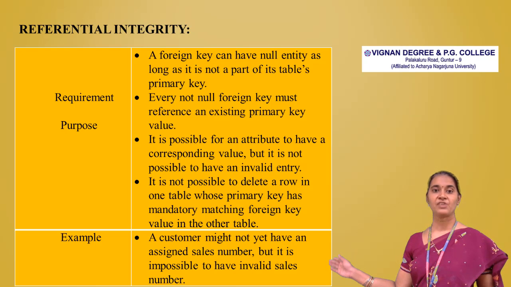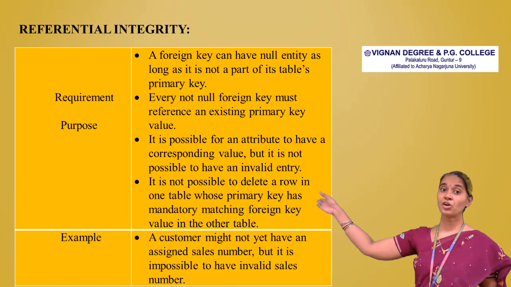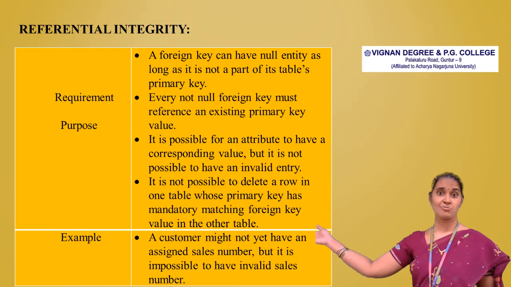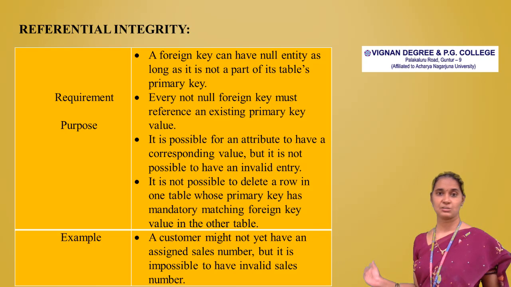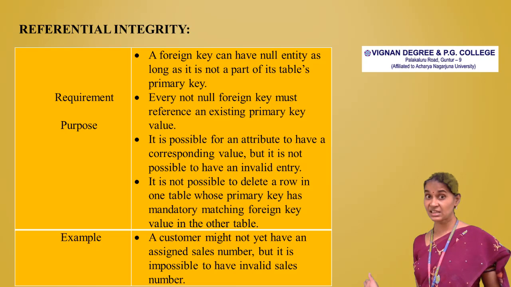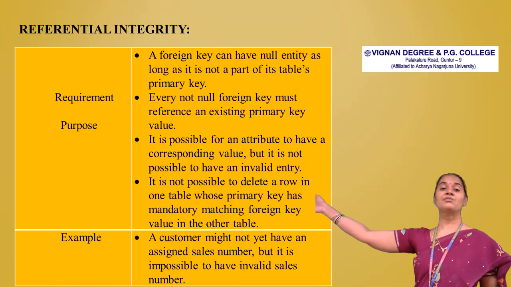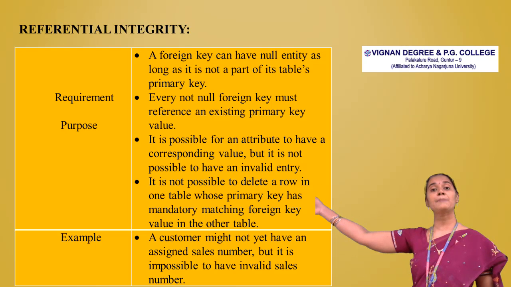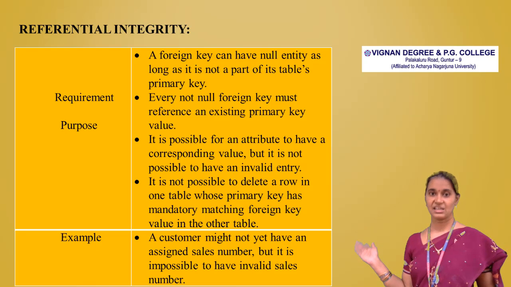It is possible for an attribute to have corresponding values, but it is not possible to have an invalid entry. In S number of the student table, I have 1, 2, 3 as S numbers. Those can be used here in the lecturer table as a foreign key. They are valid entries. But if I use 4, 5, 6 in the foreign key instead, it is not a valid entry, because 4, 5, 6 are not defined in the primary table. Such entries are not allowed, and are called invalid entries.